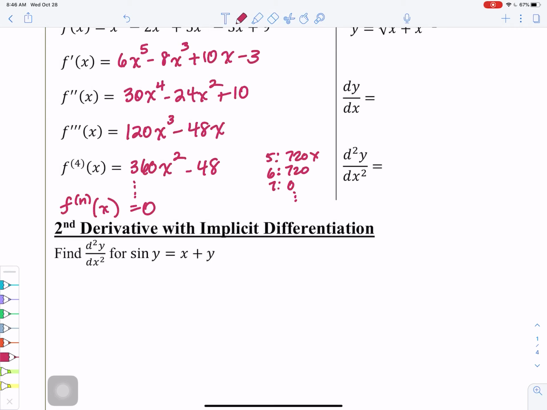So we could say when n is greater than or equal to 7. You could also say when n is greater than what? You're right, greater than 6. So when n is greater than 6, any derivative greater than 6 is going to be 0, while the sixth derivative still is 720. I hope that that helps you.